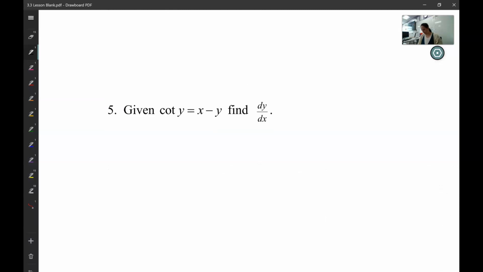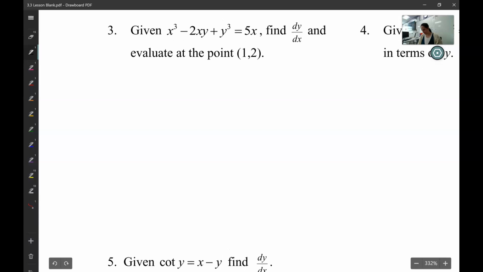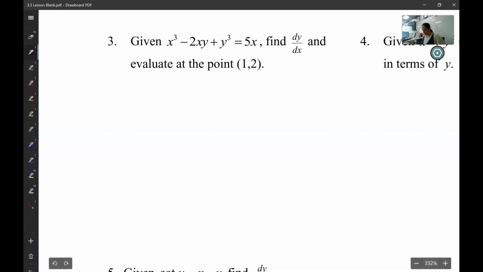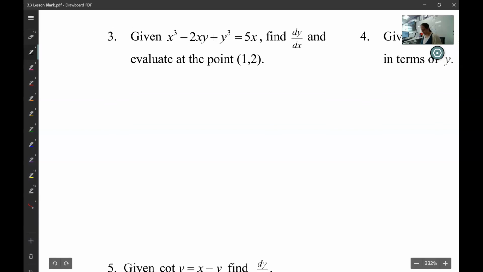Let's try example number 3. We're given this equation. First off, we need to find the derivative and then evaluate at this point. So we need two things, find the derivative and evaluate. I'm going to start to go a little faster. So I'm going to take the derivative one piece at a time. The derivative of that first piece is 3x squared. I could do my hook-on of dx/dx, but that's just 1, so I don't need to write it.